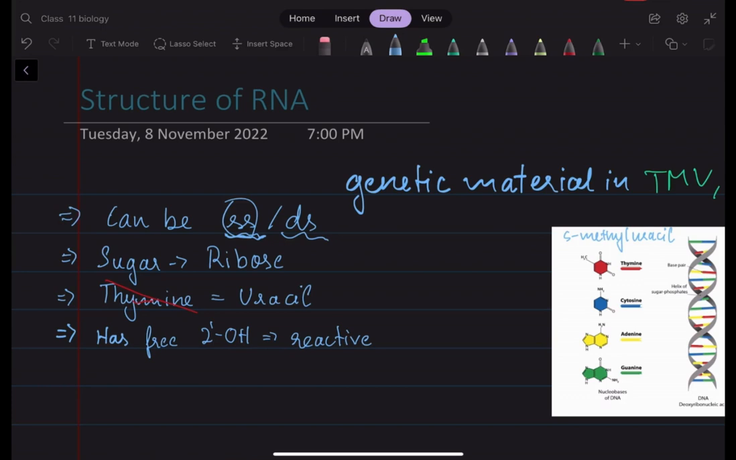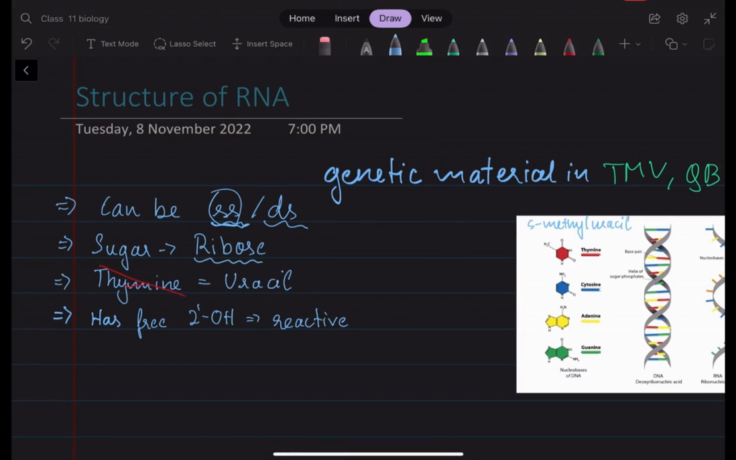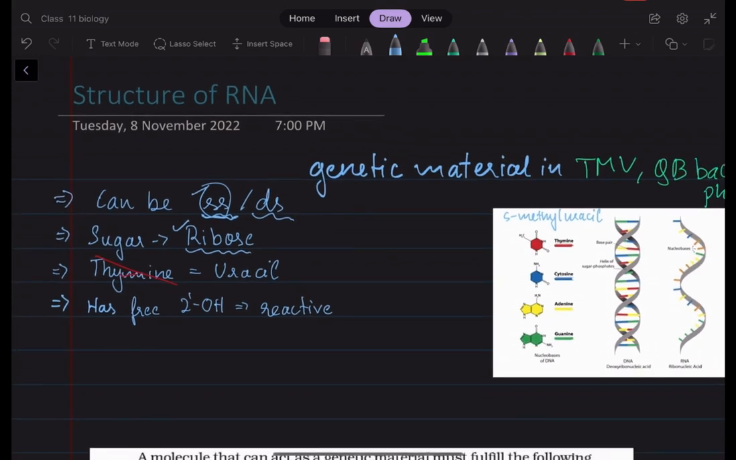In DNA, we saw that the sugar was deoxyribose, whereas here the sugar is ribose. We know RNA and DNA both are nucleic acids, so their structure is similar, except that it is usually single-stranded, and the sugar found here is ribose instead of deoxyribose. One more difference is that we saw there are nitrogen bases, purines and pyrimidines, right? Here, we find another pyrimidine instead of thymine. We know thymine is a pyrimidine. Instead of thymine, there's another pyrimidine called uracil.